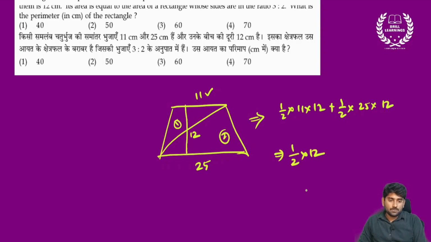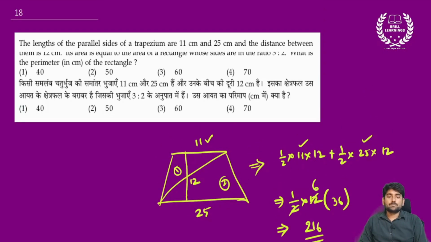Half into 12 with common. Now 11 plus 25, which gives me 30. 12 ones are 12, 2 ones are 2, 2 sixes are 12. So 36 sixes are 216. This is my area.